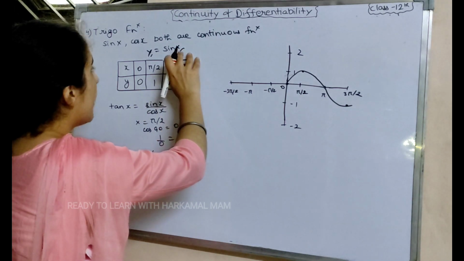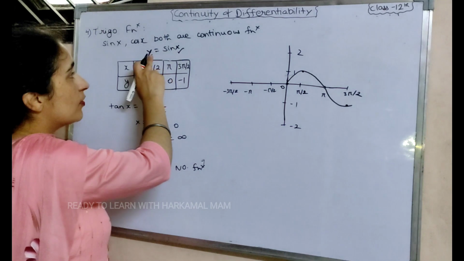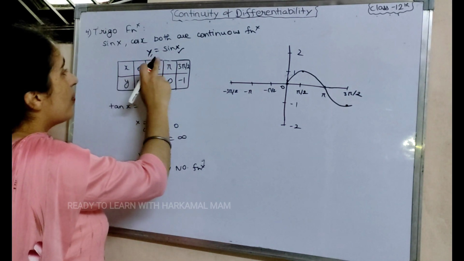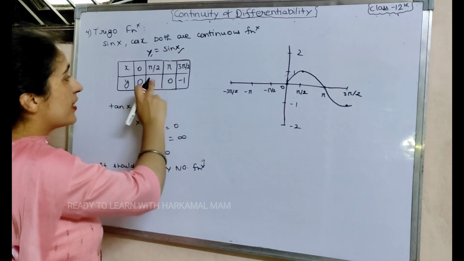Let us take when x is 0, y is 0, since sin 0 is 0. When we take x as pi by 2, sin pi by 2 is 1.